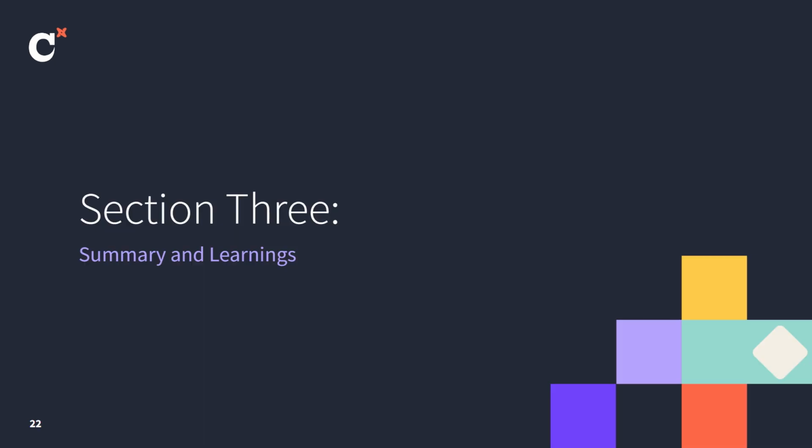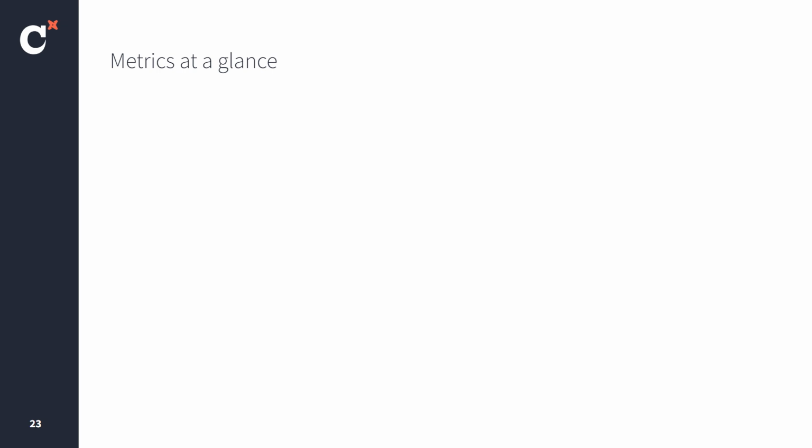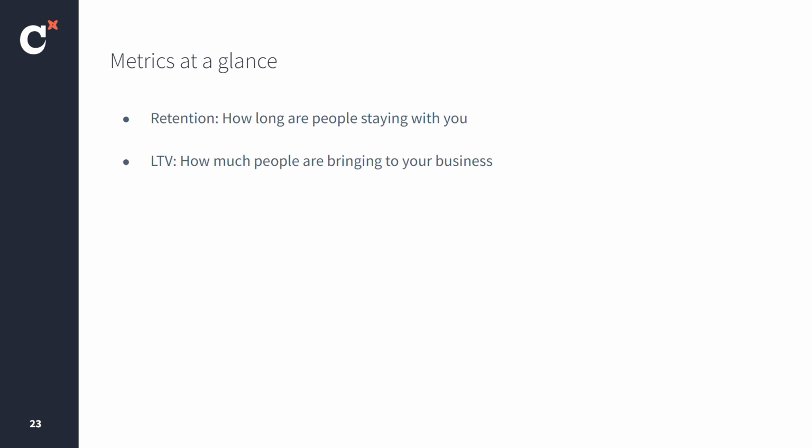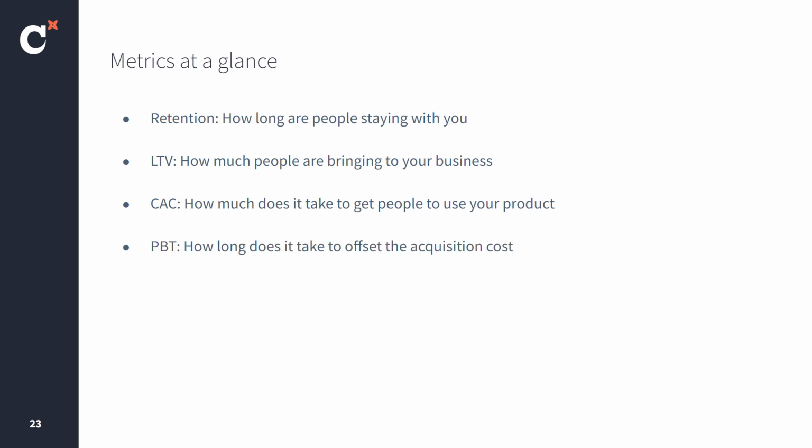All right, just to wrap things up here, I thought about doing kind of a rapid-fire glossary just to print these metrics in everyone's mind. So if we look at retention, this is basically how long people are staying with your business. LTV is how much people are bringing to your business. The acquisition cost is how much it takes to get those people to use your product in the first place. Payback time is how long it takes to offset this initial upfront cost. And the LTV to CAC is a ratio that gives you the health or the growth margin of your business.